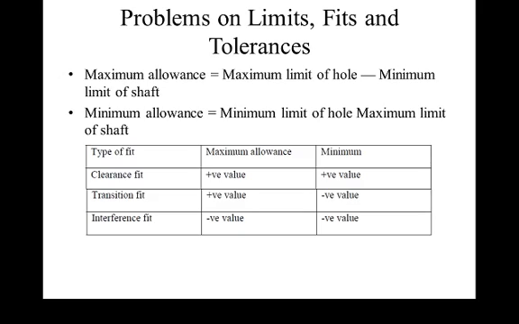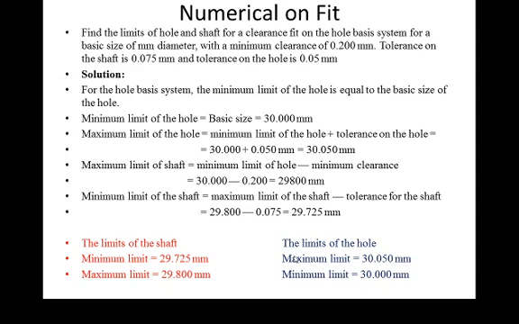Now I'll give you one simple thumb rule for that. We will calculate the maximum allowance and minimum allowance. Maximum allowance is equal to the maximum limit of hole minus the minimum limit of shaft, and minimum allowance is equal to the minimum limit of hole minus the maximum limit of shaft. If both the allowances are positive, then that fit will be a clearance fit. If the maximum allowance is positive and the minimum allowance is negative, then that will be a transition fit, and if both the allowances are negative, then that type of fit is an interference fit.